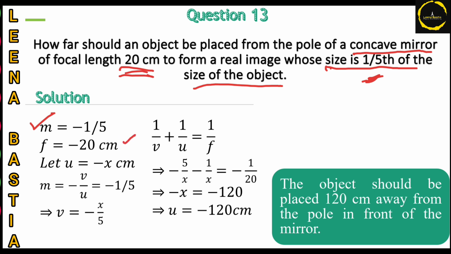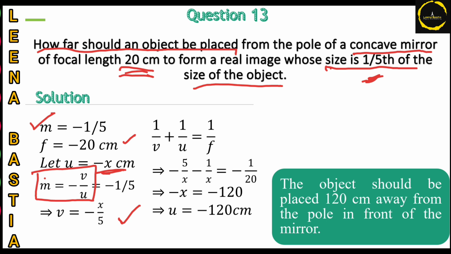Now what we have to find out: how far should the object be placed? That means we have to find the object distance. Let us take u equal to minus x. Why minus x? It is the distance x, but the u value is always negative, so we put minus x here. Now put in the magnification formula. The m value we already know, that is minus 1/5. By substituting everything, you will find v equal to minus x by 5.